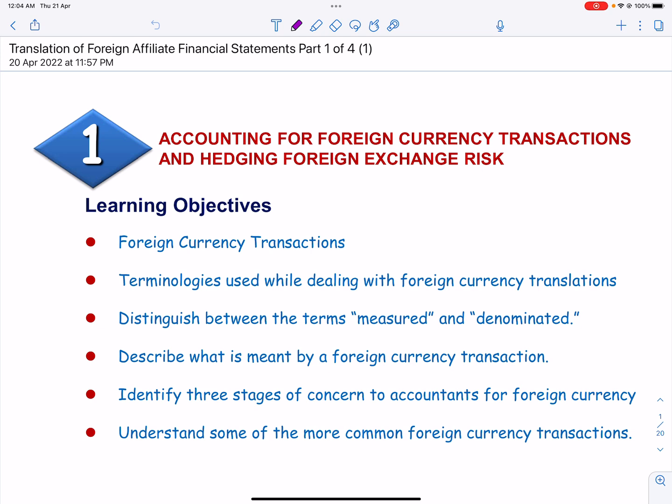Next, we will solve an illustration on import and export transactions, and finally, we will do an exercise on import and export transactions.